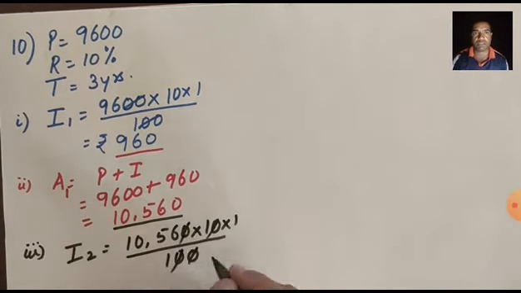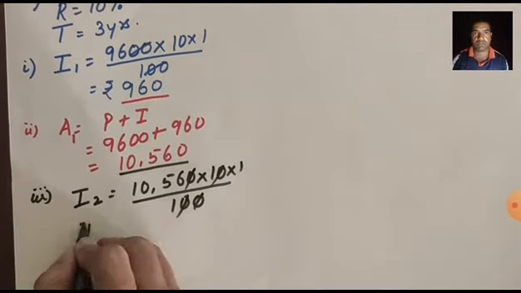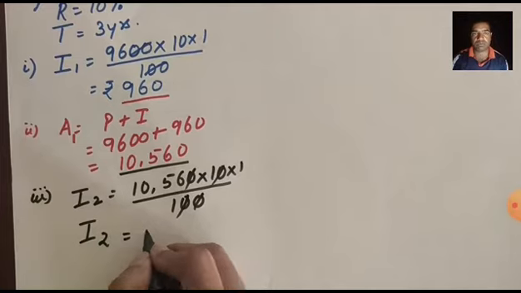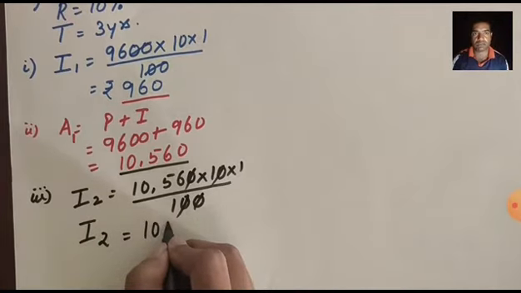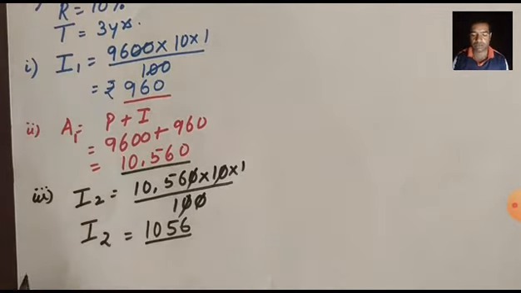Okay, 0 0 get cancelled. So 1056 into 1, which will be 1056. So I2, that means interest of the second year, is 1056. This is the interest for the second year. Got it now?